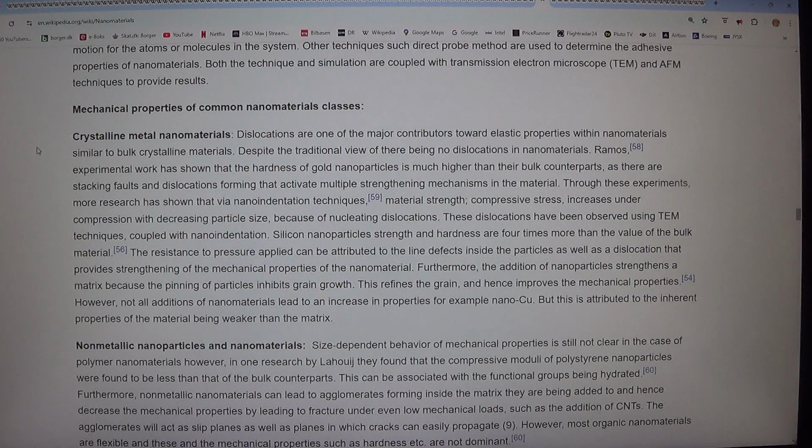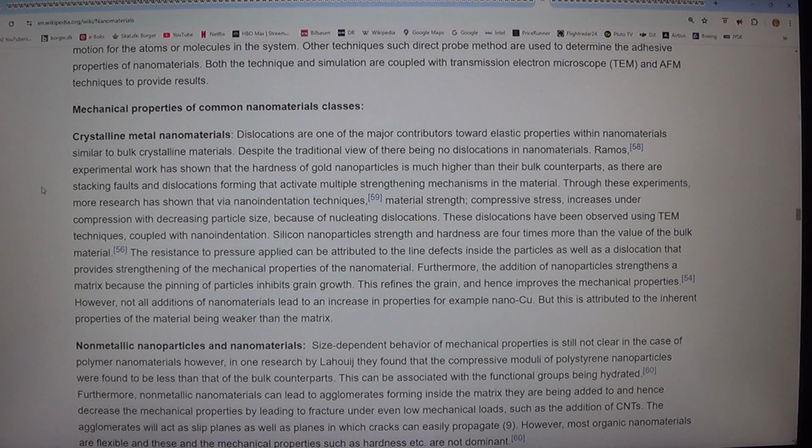Mechanical properties of common nanomaterials classes. Crystalline metal nanomaterials. Dislocations are one of the major contributors toward elastic properties within nanomaterials similar to bulk crystalline materials. Despite the traditional view of there being no dislocations in nanomaterials, Ramos' experimental work has shown that the hardness of gold nanoparticles is much higher than their bulk counterparts, as there are stacking faults and dislocations forming that activate multiple strengthening mechanisms in the material.